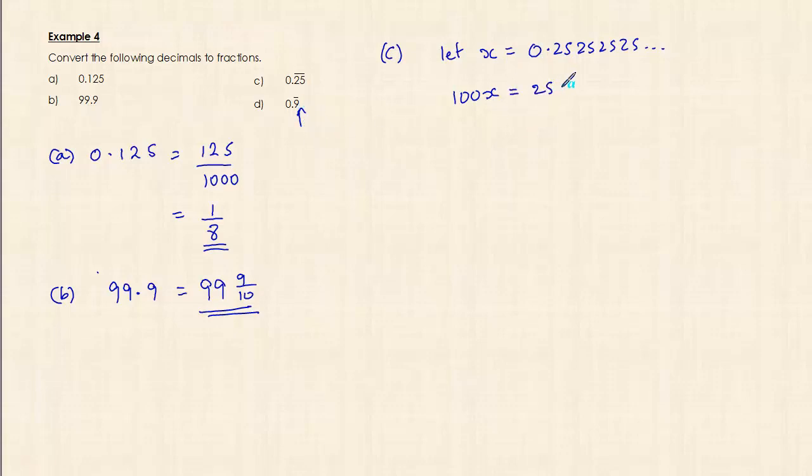That gives me 25.252525 and so on. So what you'll notice is the decimal part of both of these numbers is the same. So if I do this take away this, I get 99x is equal to 25, because the decimals will disappear. So x is going to be 25/99.